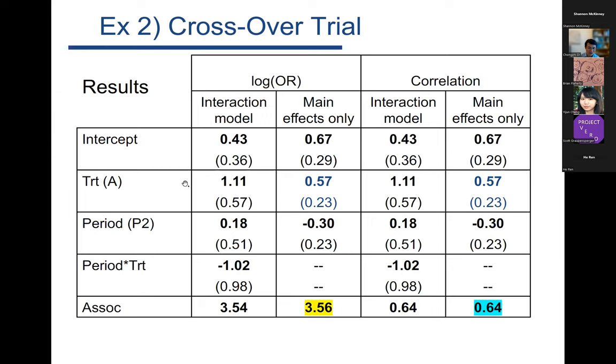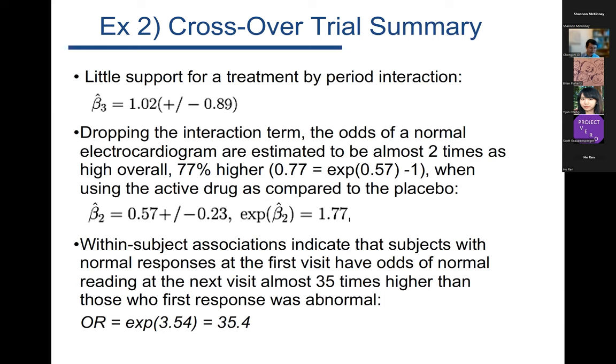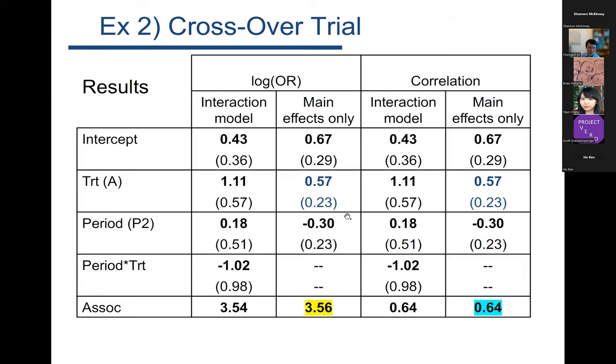You can also look at the other coefficients. If you look at the treatment effects, in this model with no interaction, the estimated effect would be 0.57 on the log odds ratio scale. So on the odds ratio scale, it's about 1.77, almost two. If you look at the standard error, it's actually smaller than half of this point estimate, so it's definitely statistically significant. So there's strong evidence to suggest that there's a difference in effect between the two treatments, okay?